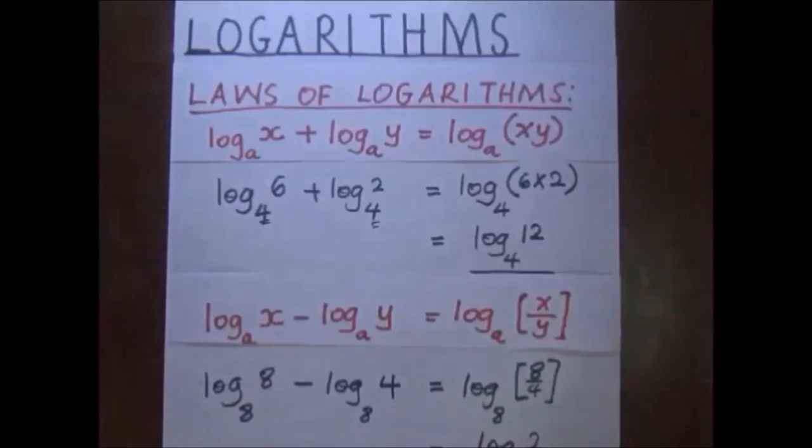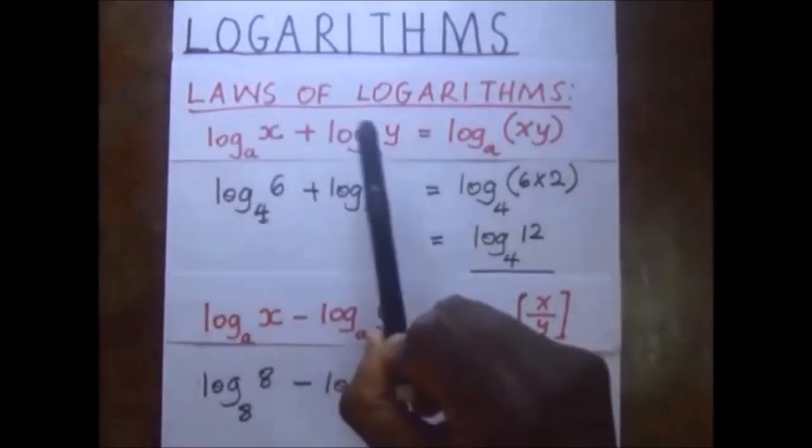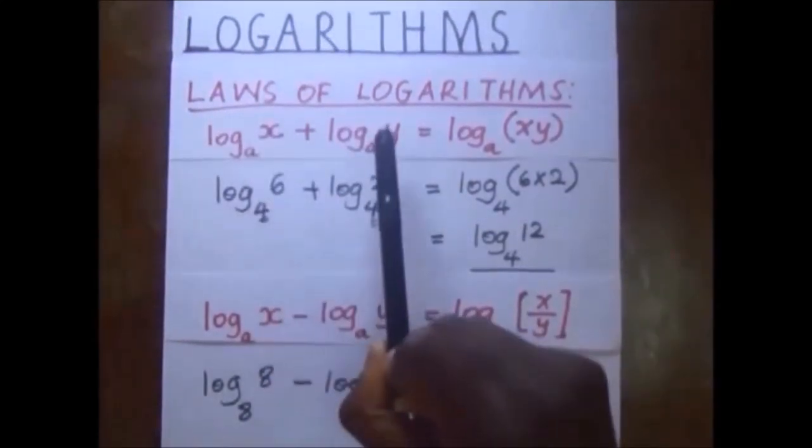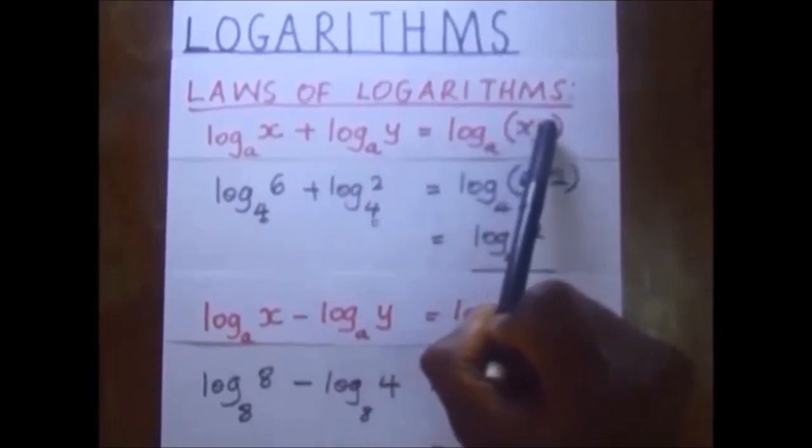A logarithm of a number to base x, in this case, is the power to which x must be raised to give the number. The laws of logarithms: here we have the law of addition. When you add two logarithms with the same base, that is base a in this case, it's going to give you log base a of x times y.